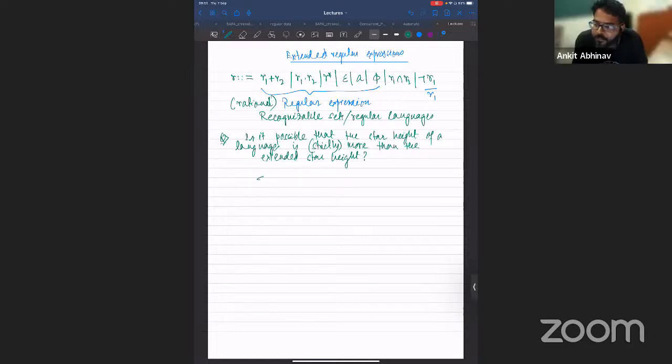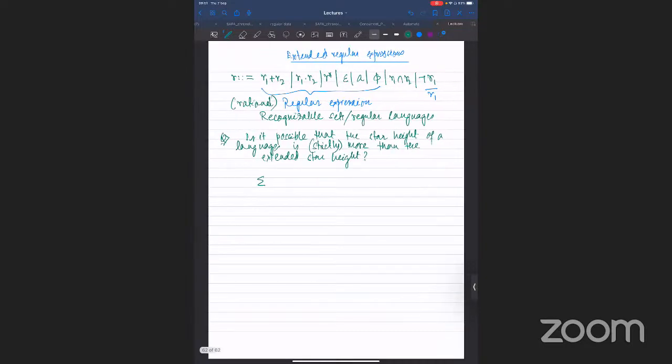Suppose you have an alphabet sigma. Okay, so you're saying that suppose sigma is just A, and then you are saying A star. Now with extended regular expression, how can you express this?